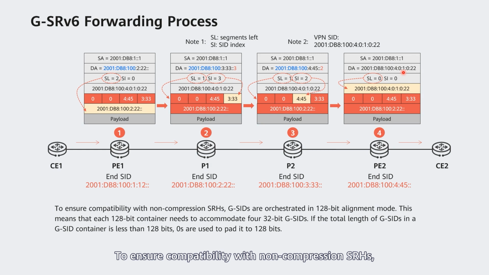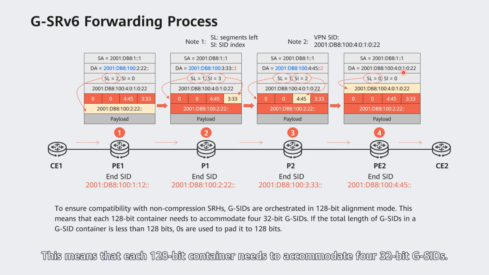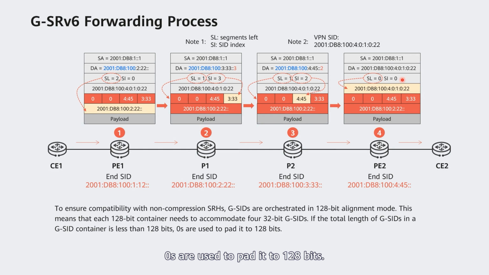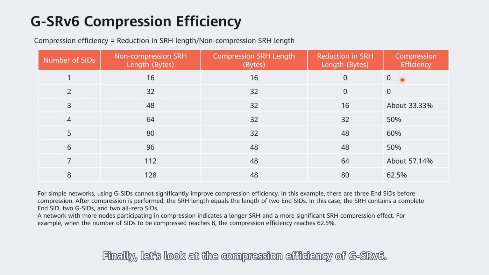To ensure compatibility with non-compression SRHs, GSIDs are orchestrated in 128-bit alignment mode. This means that each 128-bit container needs to accommodate 4 32-bit GSIDs. If the total length of GSIDs in a GSID container is less than 128 bits, zeros are used to pad it to 128 bits. Finally, let's look at the compression efficiency of G-SRv6.